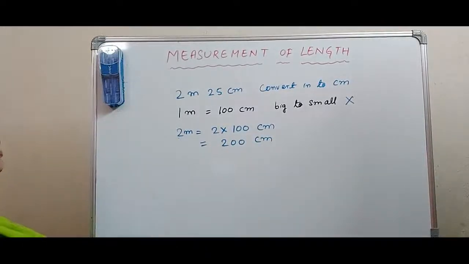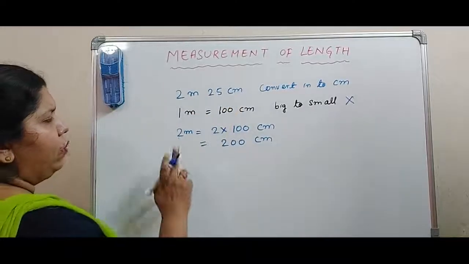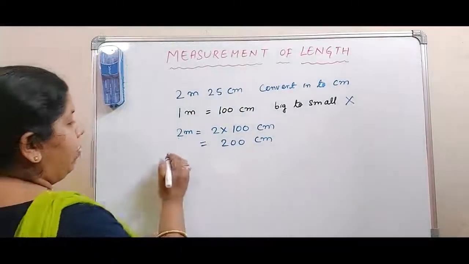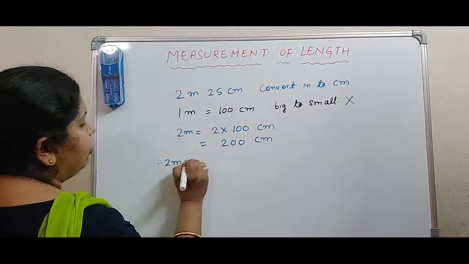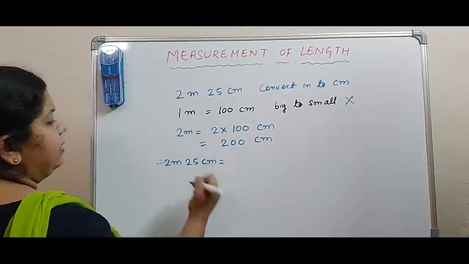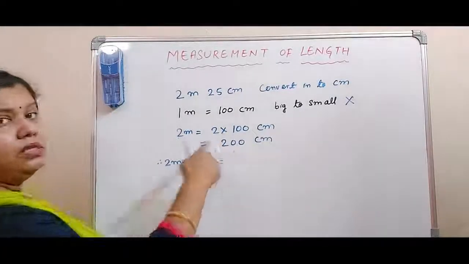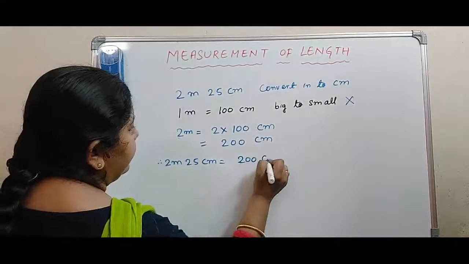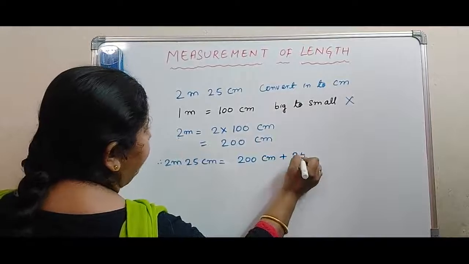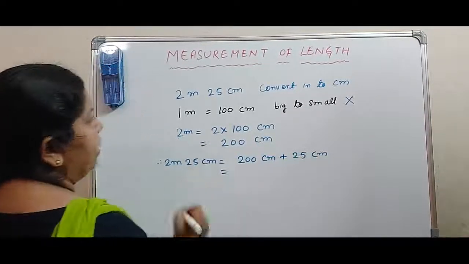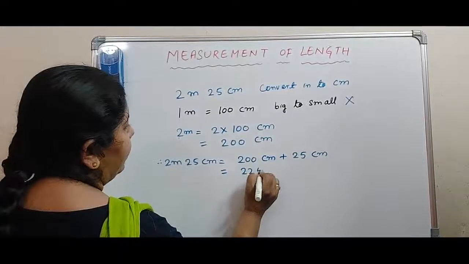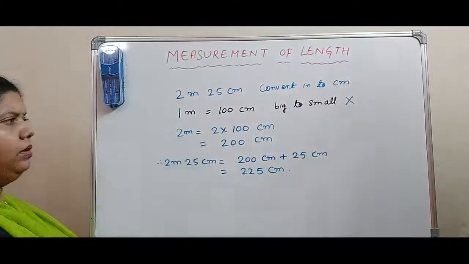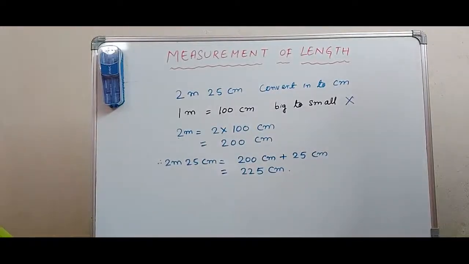But our conversion was 2 meter 25 centimeter. We have only converted 2 meter so far. Therefore, this 25 centimeter gets added to this 200 centimeter. So 200 centimeter plus 25 centimeter is equal to 225 centimeter. I hope this is clear to everyone, how we have converted 2 meter 25 centimeter into centimeter.